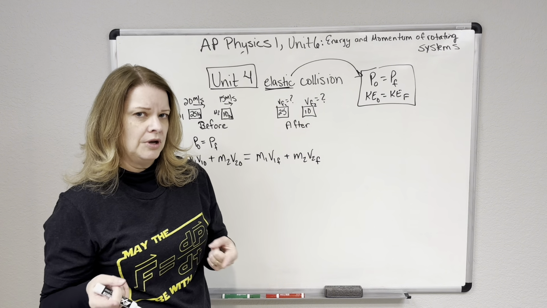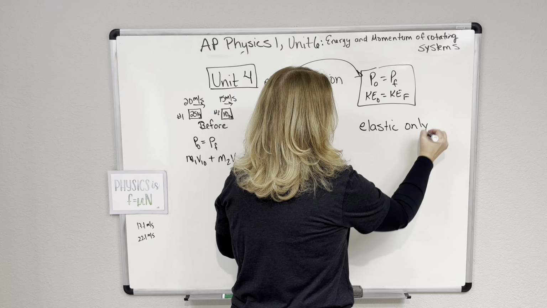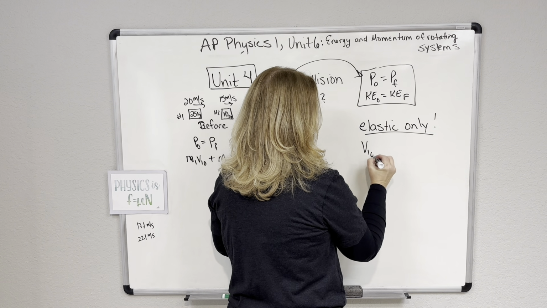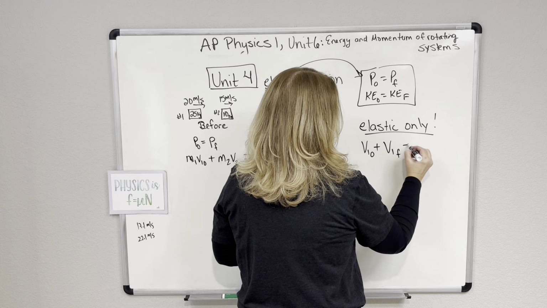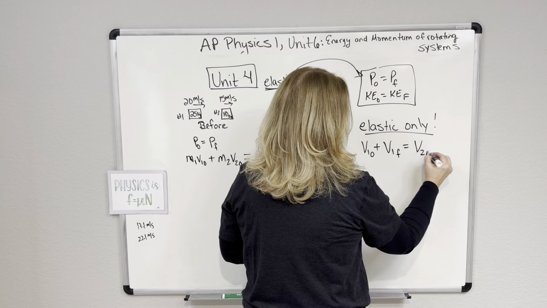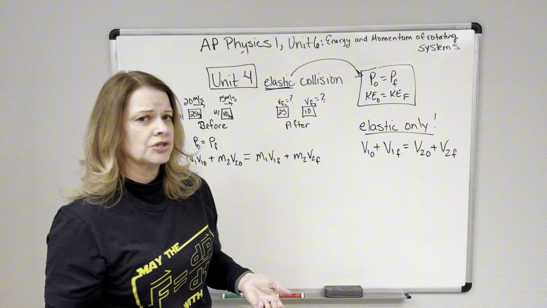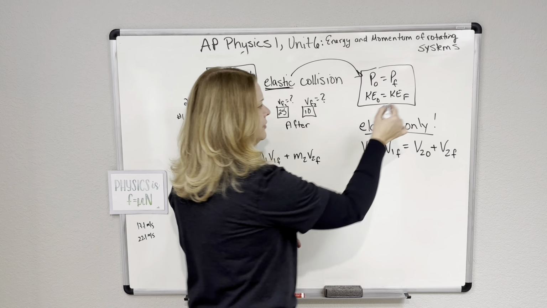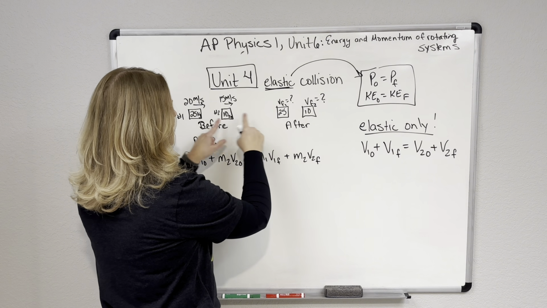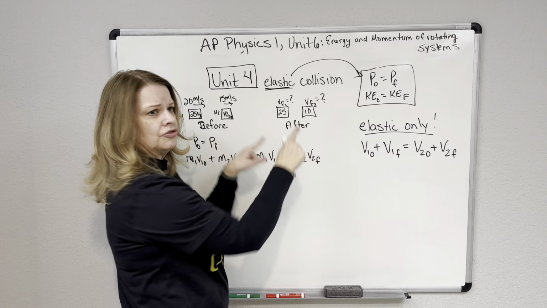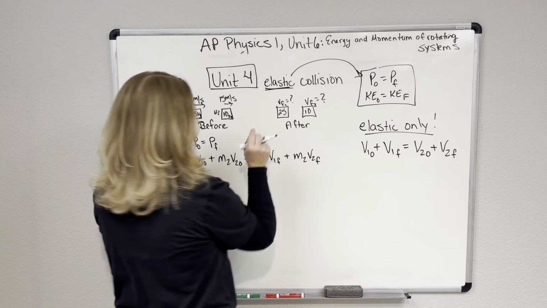So here's another equation for elastic only. I'm going to emphasize that: elastic only. You can say that the initial velocity of cart 1 plus the final velocity of cart 1 has to equal the initial velocity of cart 2 plus the final velocity of cart 2. Because their masses don't change in this. If kinetic energy before equals kinetic energy final, then that means this cart's initial and final velocity has to equal this cart's initial and final velocity. Add it up. Perfect, because their masses are going to stay the same on both sides.